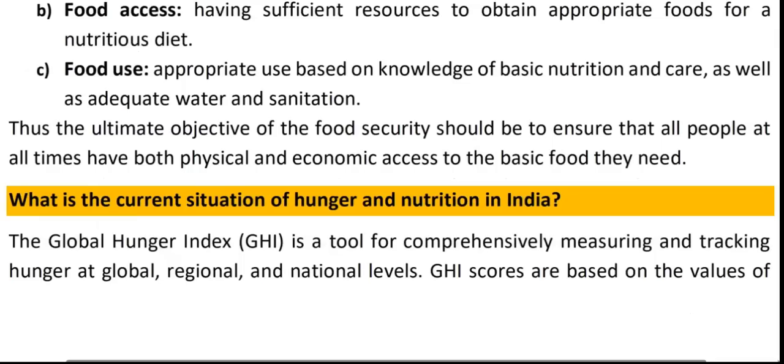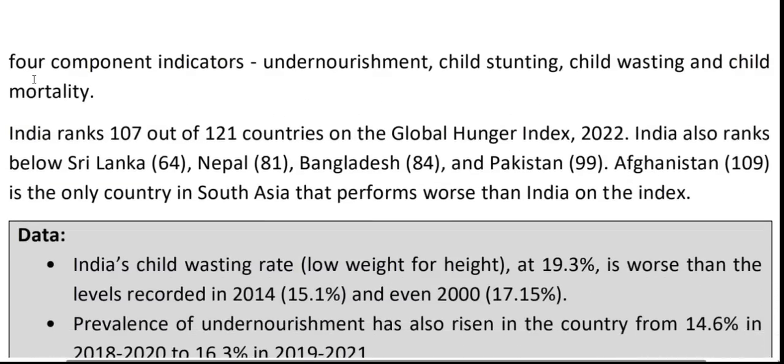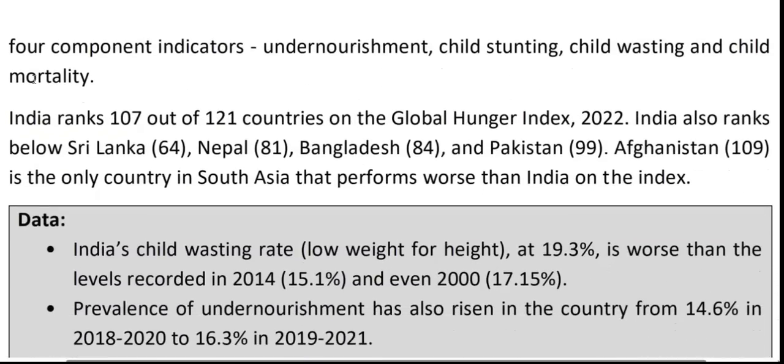Now let's see what is the current situation of hunger and nutrition in India. So how do we measure hunger? We can do a comparative study with those countries who are doing good and managing well. For this, we have the Global Hunger Index. This index has 4 parameters or indicators, on the basis of which it recognizes the country who is doing good or who is not doing good. Those indicators are undernourishment, child stunting, child wasting, and child mortality.